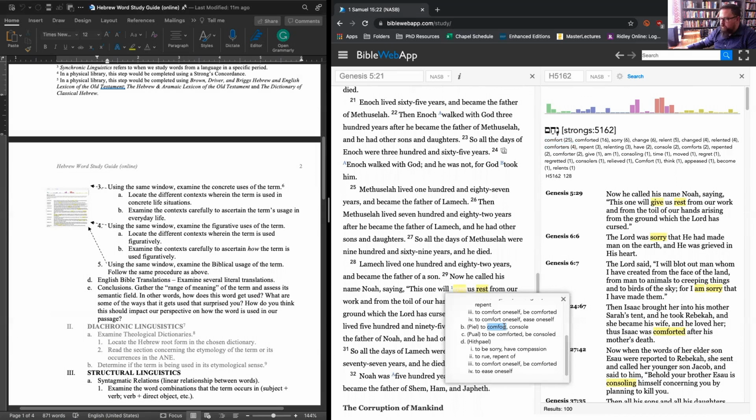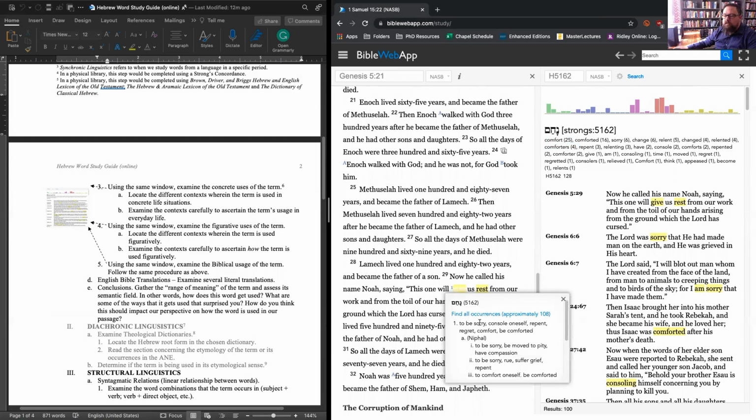Now, if we do a little bit more digging, which I'm not going to expect of you guys, we'll see that the literal use of Nacham is actually to take a deep breath. And you can see how that might lend itself to be sorry. Because if you're about to apologize, often you take a deep breath. I'm sorry. Right. Same thing with repent, same thing with comfort, same thing with be comforted. And so if we were to see an instance of nacham here where it's taking a deep breath, that would be a concrete use of the word.